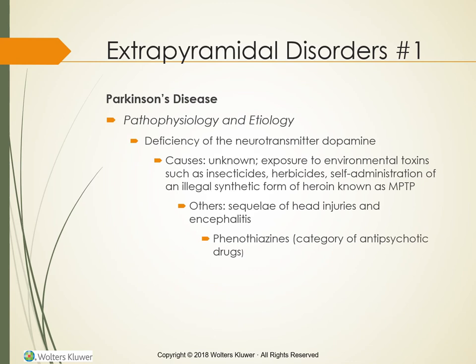Extrapyramidal disorders. Extrapyramidal disorders have their origin in the motor cortex and surrounding areas of the cerebellum and basal ganglia. Two examples of extrapyramidal disorders are Parkinson's disease and Huntington's disease. One of their primary characteristics is abnormal movement.